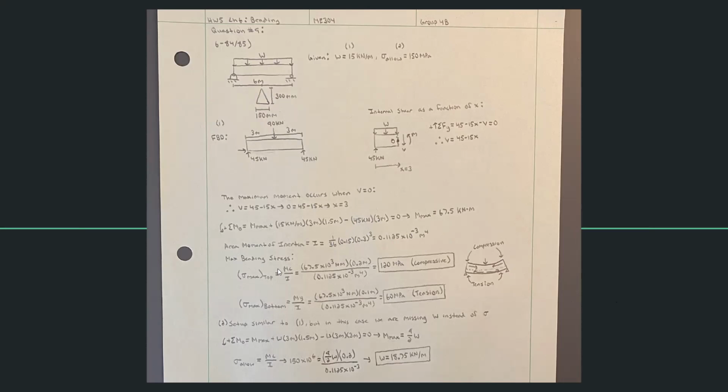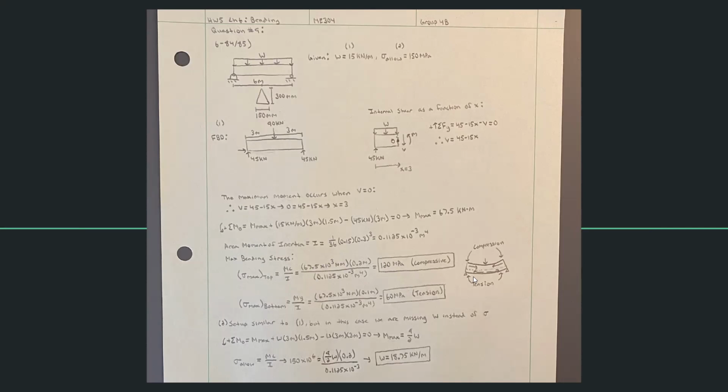Now going for the max bending stress, we're going to use the equations we had in class to determine that maximum stress. For the top end, we're going to have our moment times the distance to the top from the neutral axis, divided by our area moment of inertia. So plugging all of those in, we'll get 120 megapascals, which would be a compressive stress.